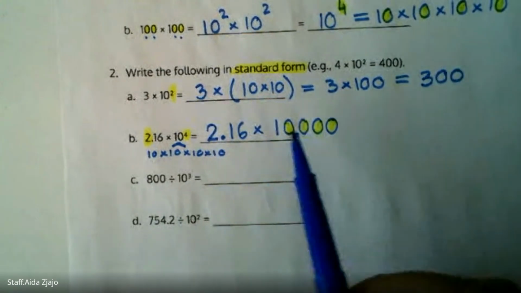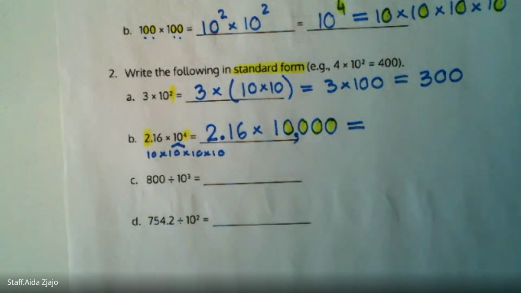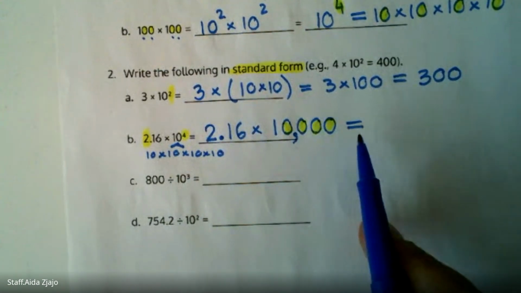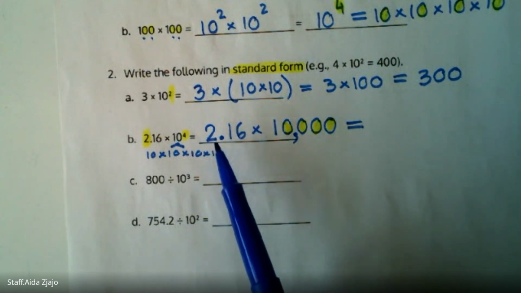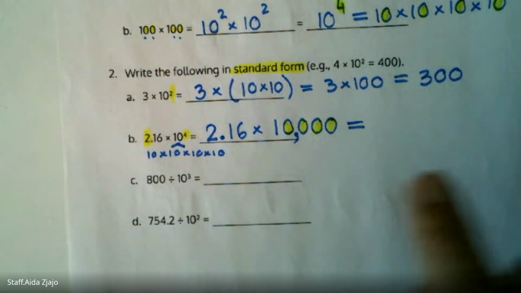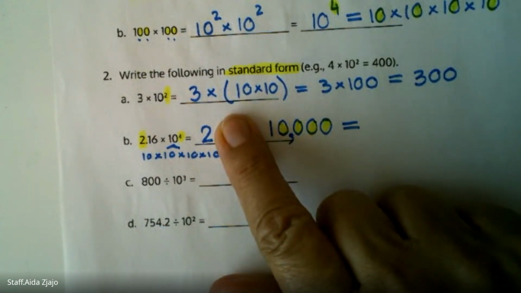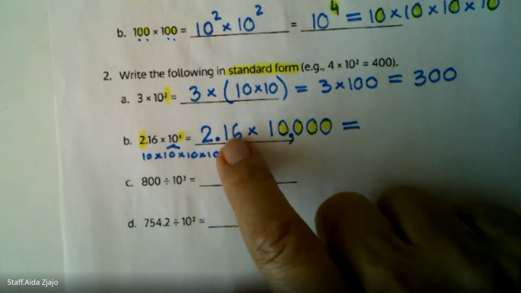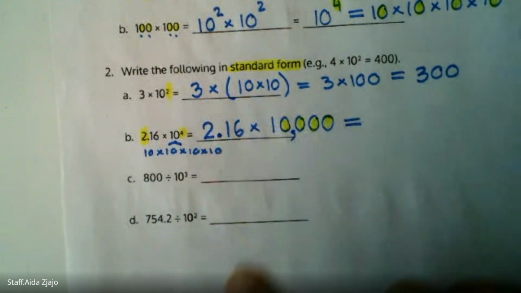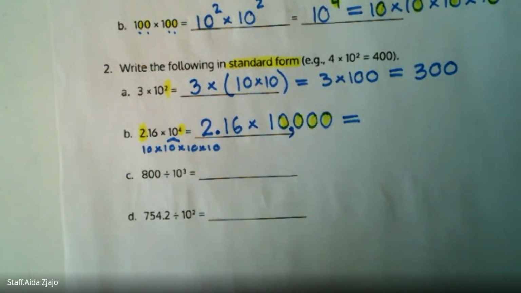Okay. Now, this number 2.16 is going to get 10,000 times greater. So you can think about this as 2 times 10,000. So your answer has to be about 20,000 and some more, because you have 0.16 times 10,000. So let's figure it out down below.